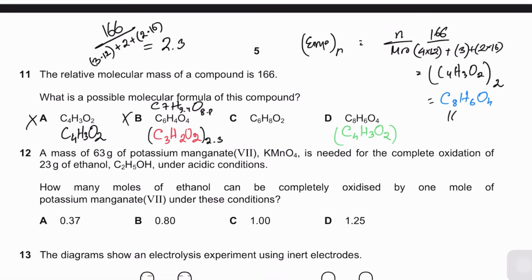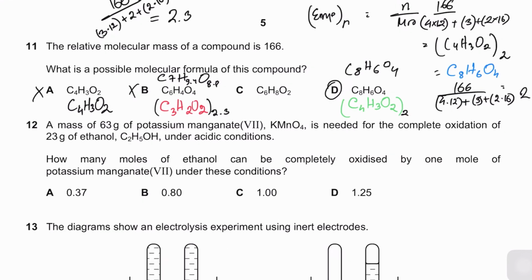So it's going to be 166. 4 times 12 plus 3 plus 2 times 16 is going to give us 432. So if you multiply this by 2, it's going to be 864. It matches exactly. So this is going to be your final answer.